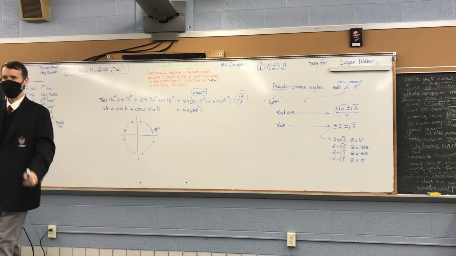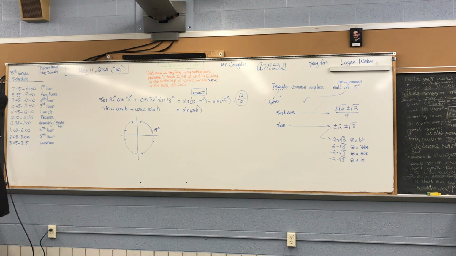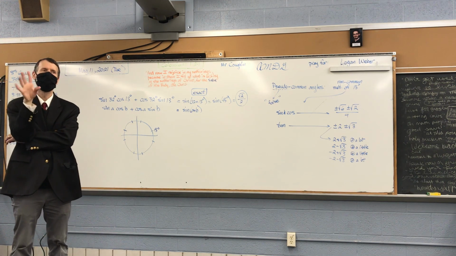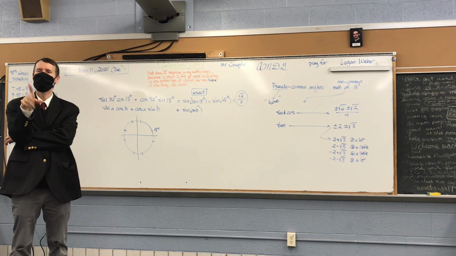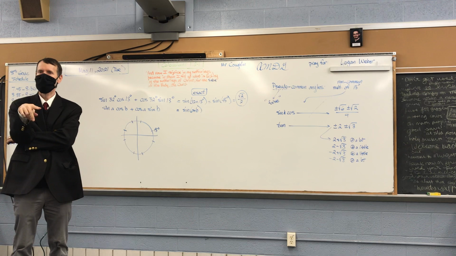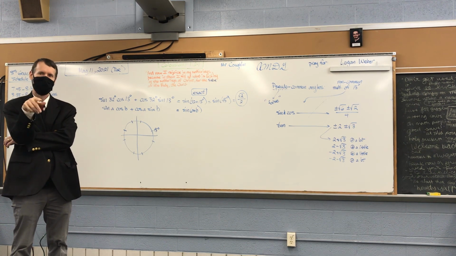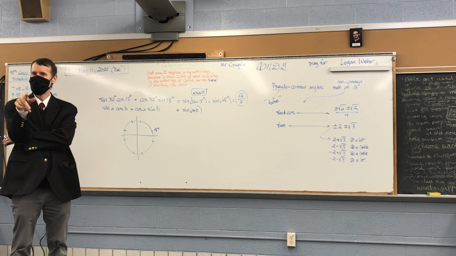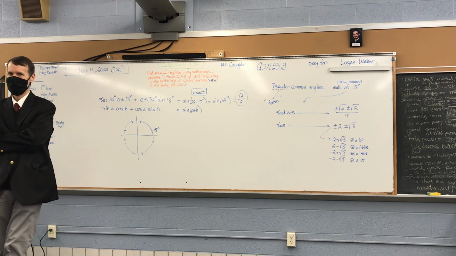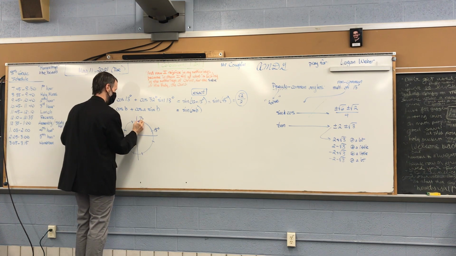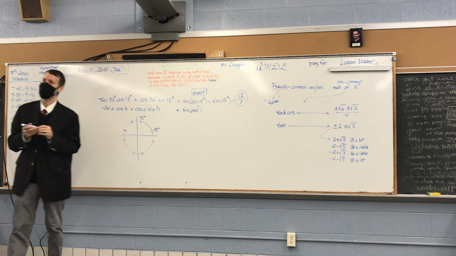Count by 15s for me. I want to see which ones are common and which are not. 15? 30, stop for a second. 30 is a common or no? Common, so skip it. Next one. 45, common or no? Skip it, keep going. 60, common or not? Common, skip it, keep going. The first 2 pseudo-common angles are 15 and 75.